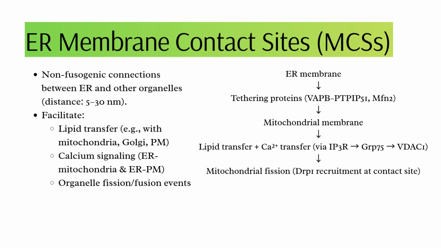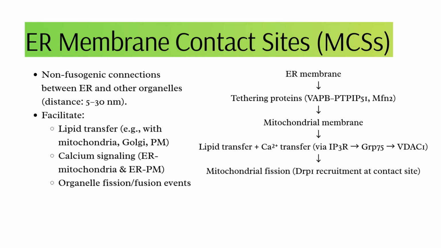One major function is lipid transfer, helping maintain membrane composition on both sides. Another vital role is signaling, where the calcium released from the ER through the IP3 receptors is handed off to the mitochondria via GRP75, or glucose regulated protein 75, which is also called mortalin, and VDAC1 channels, or voltage dependent anion channel 1.